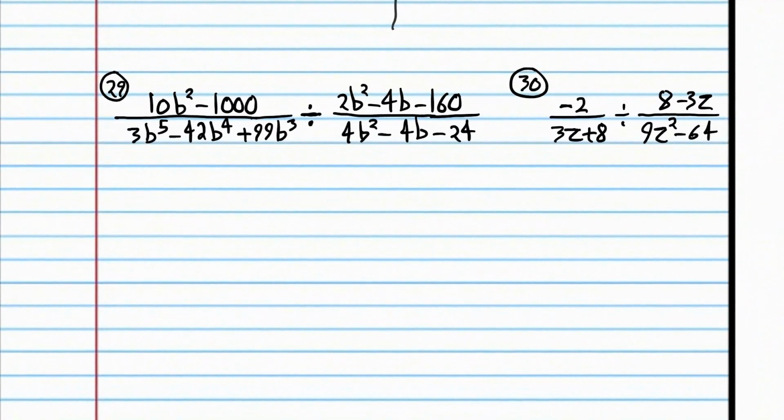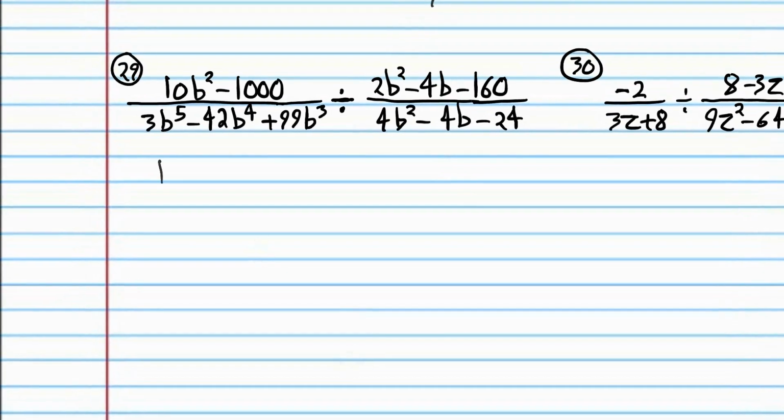All right. Number 29 looks like it's going to be pretty challenging, but I'm sure you can do it. You're going to have to factor out a greatest common factor on every single term. So go ahead and try 29, and when you come back, we'll do it together. All right, we're back.